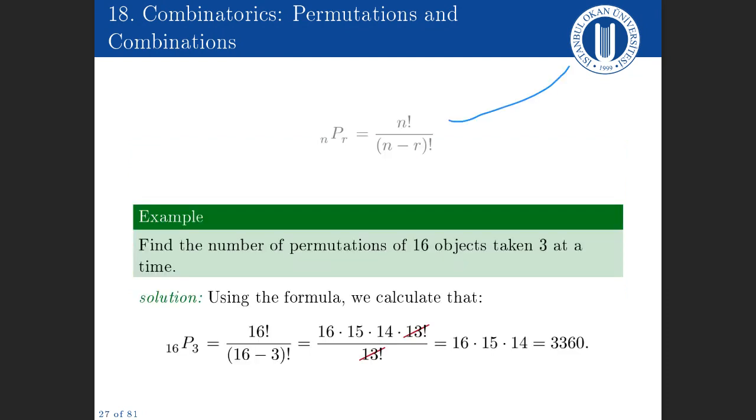So I've written this formula at the top, and we're going to use it to answer this example. Find the number of permutations of 16 objects taken 3 at a time. We're asked to calculate 16P3. So we just need to put the number 16 and the number 3 into the formula. 16 factorial divided by (16 minus 3) factorial. I'll leave it for you to check that that is equal to 3,360.